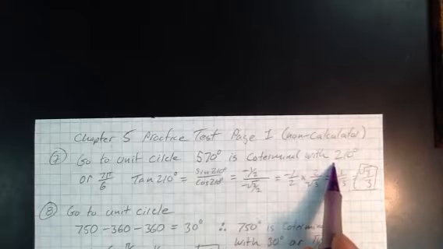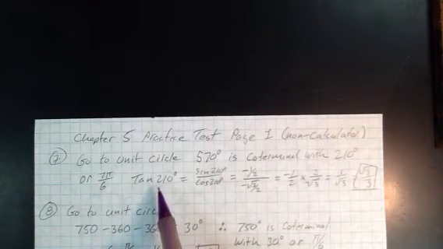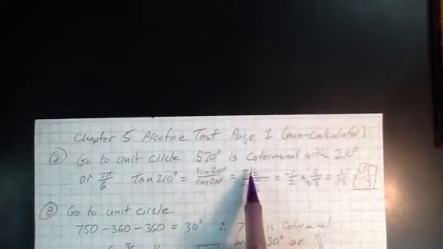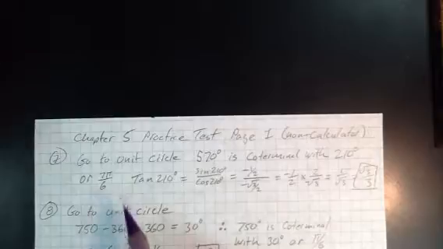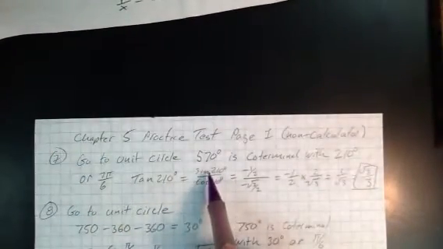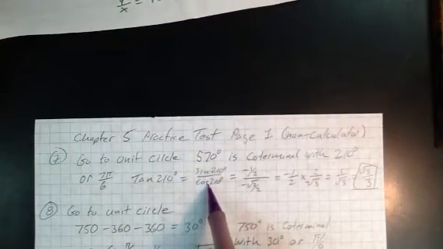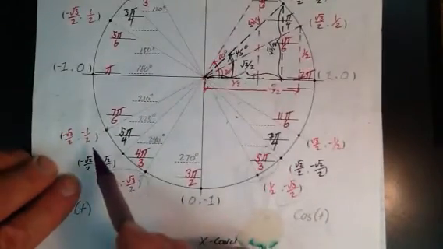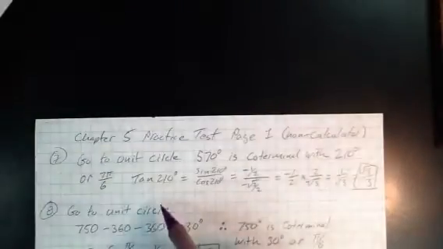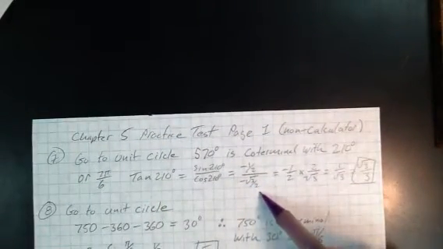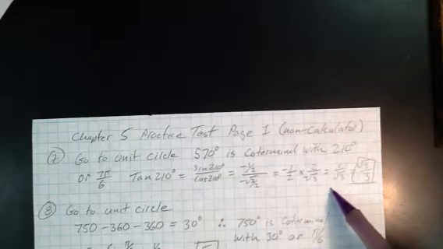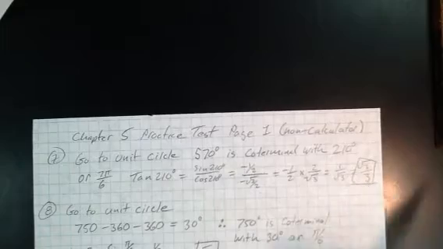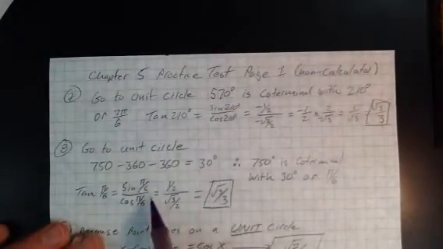Coterminal with 210, or 7 pi over 6. Now, our tangent is the sine divided by our cosine. So I'm going to go to 210, or 7 pi over 6, and that is going to be the y-coordinate divided by the x-coordinate. So we do our math, our cancellations, we rationalize the denominator, and this then is our correct answer. Number 8, same thing.